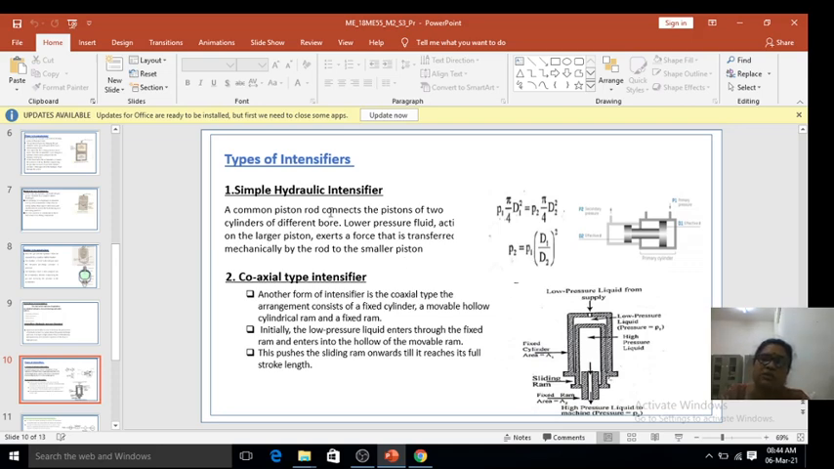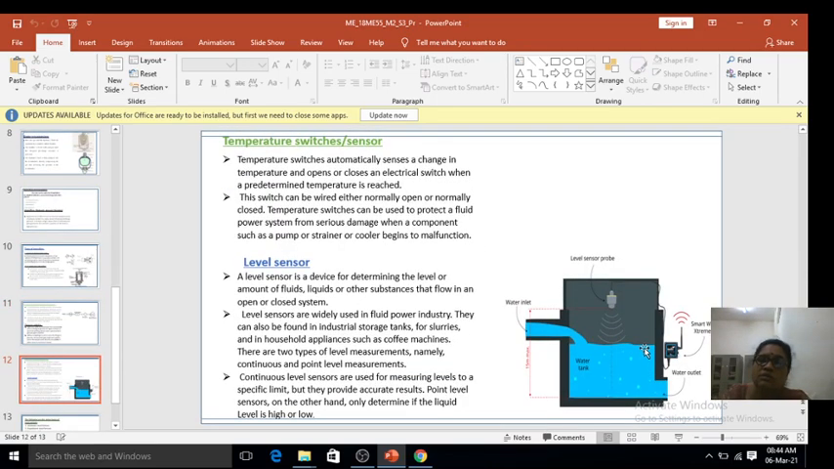It has a common piston rod and connects the pistons of two cylinders of different bores. The lower pressure fluid acts on the larger piston, which exerts a force that is transferred mechanically by the rod to the smaller piston. The construction feature of this you can observe here.